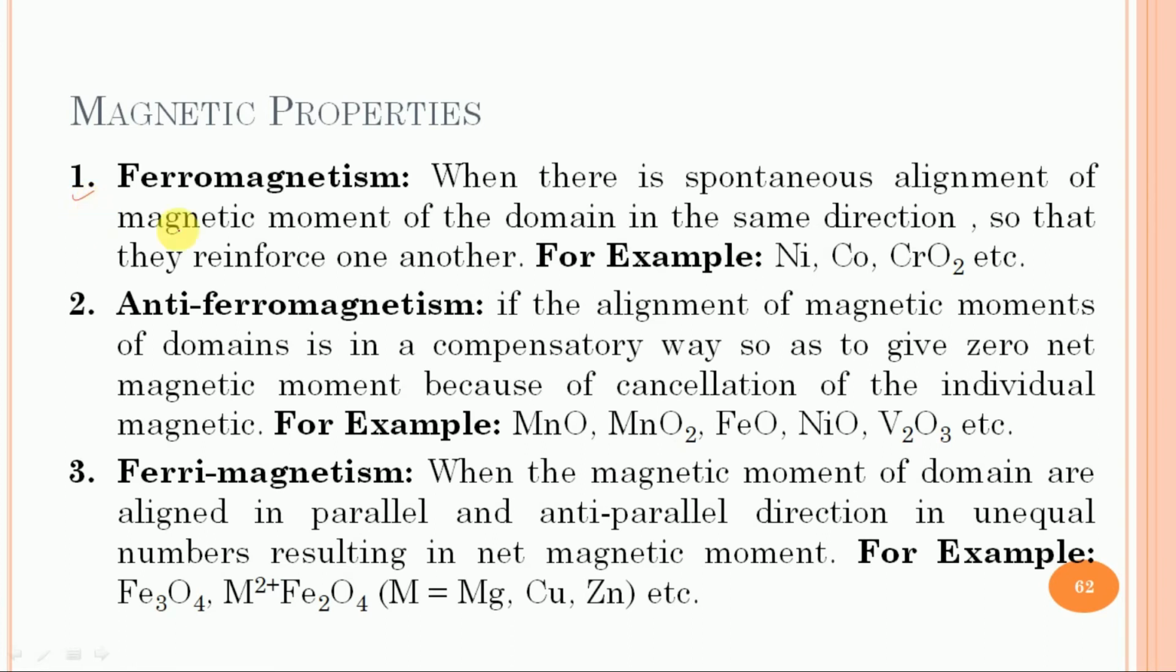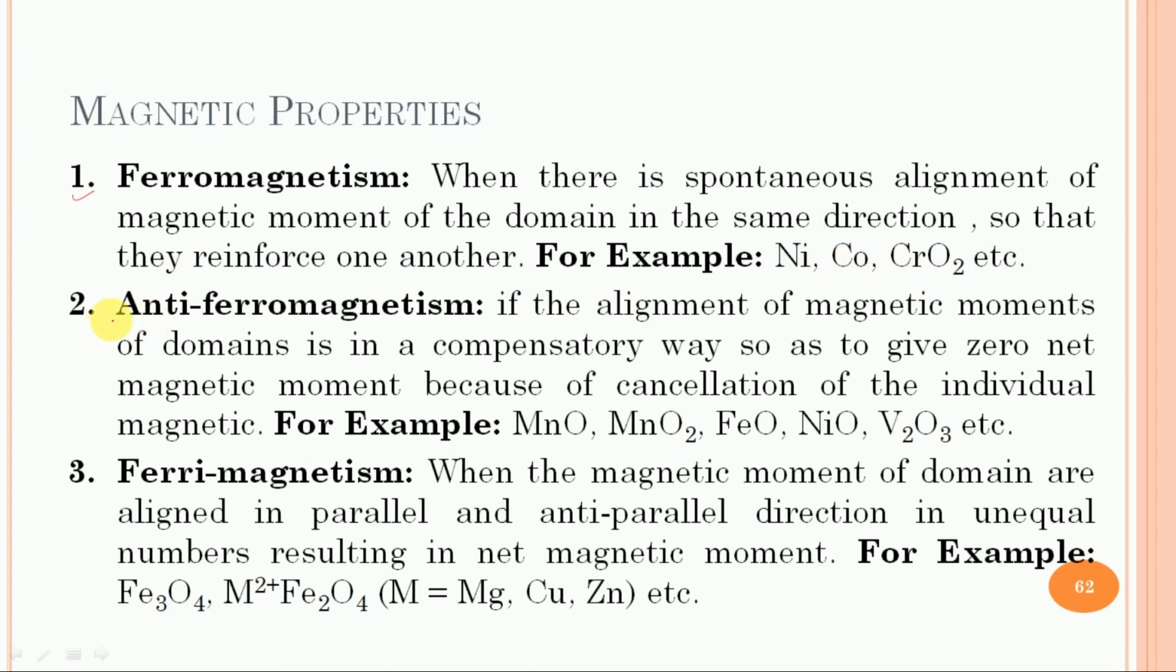ferromagnetism. In this case, there is spontaneous alignment of the magnetic moments of the domains in the same direction, so that they reinforce one another. This is called ferromagnetism. This ordering of domains persists even when the magnetic field is removed, and the ferromagnetic substance becomes a permanent magnet in this case. The examples are nickel, cobalt and chromium oxide.